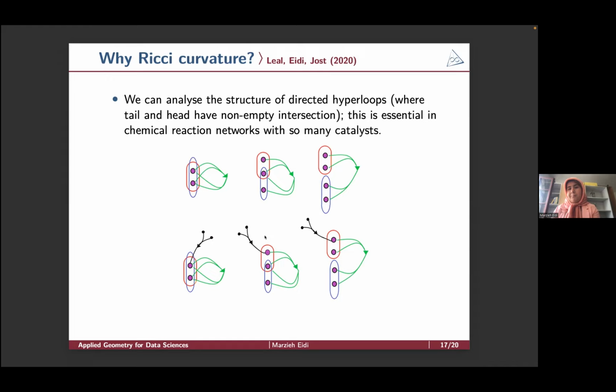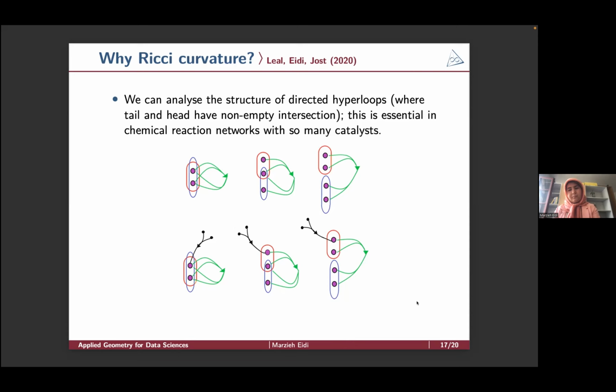So here in this diagram, you see we are changing the patterns of intersections of head and tail from left to right. And basically when we go from up to down, both Ollivier and Forman are decreasing, and we are decreasing the number of elements in the intersection of A and B.